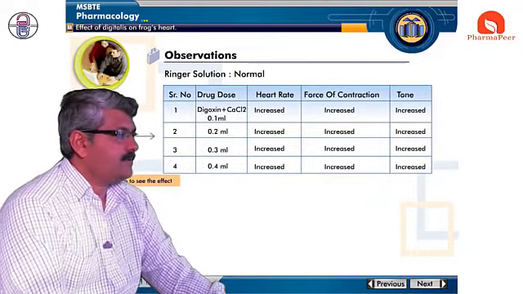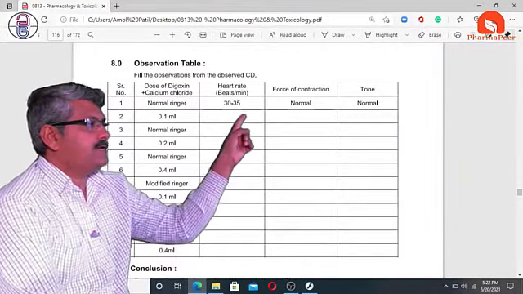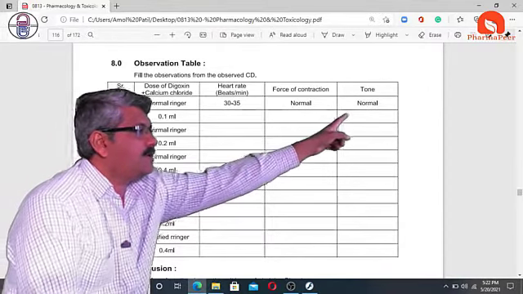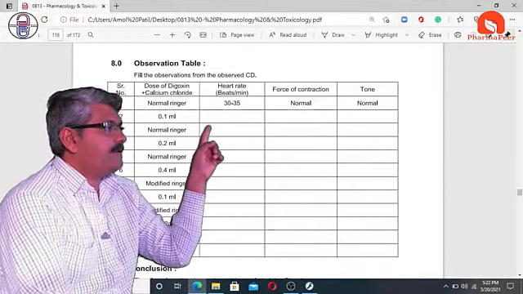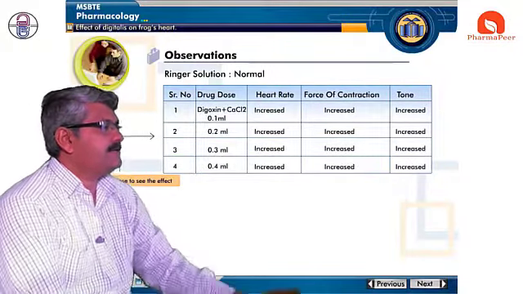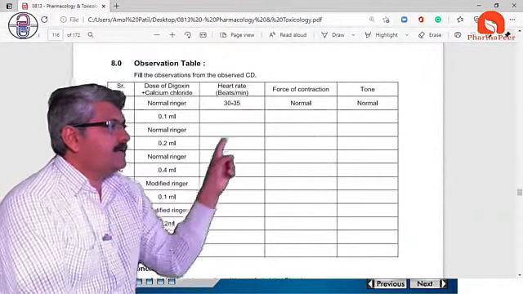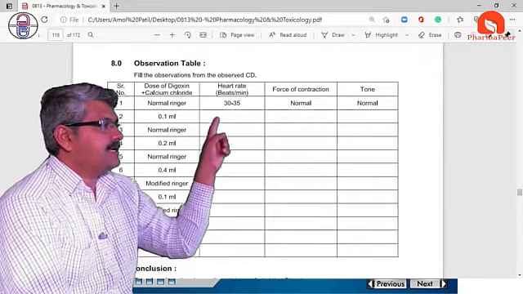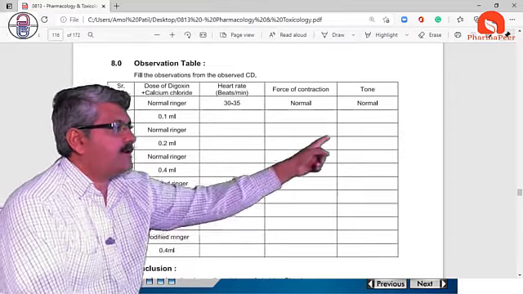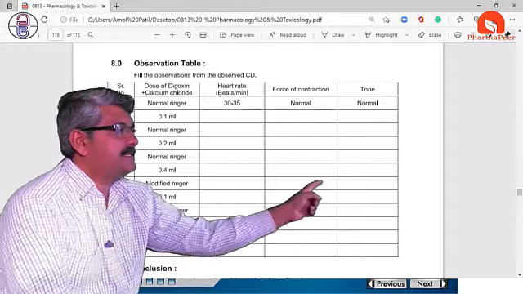Right. So how are you going to write it in the manual? With normal Ringer solution, heart rate is 30 to 35 beats, force of contraction normal, tone normal. With 0.1 ml, we enter increased heart rate, increased force of contraction, increased tone. With normal Ringer solution again, it is 30 to 35, normal force of contraction, normal tone. Again increasing till serial number 6, increase.